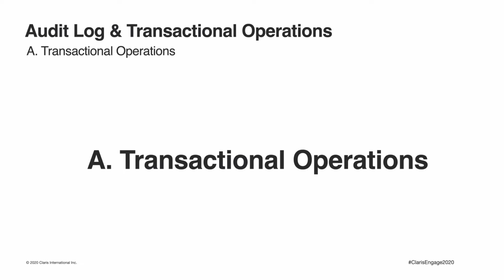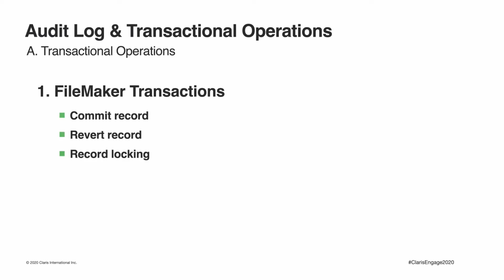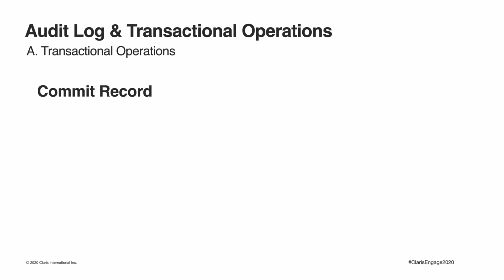So, let's start with the basics. What is FileMaker Transactional Operations? It comes down to three key things: committing a record, reverting a record, and record locking. Record commit is the equivalent of what the user expects to happen when saving. In specific, when user edits a record and commit occurs, the user exits that record, which means other users can now edit that record. Field data are updated, which means other users can now view the data the user entered.